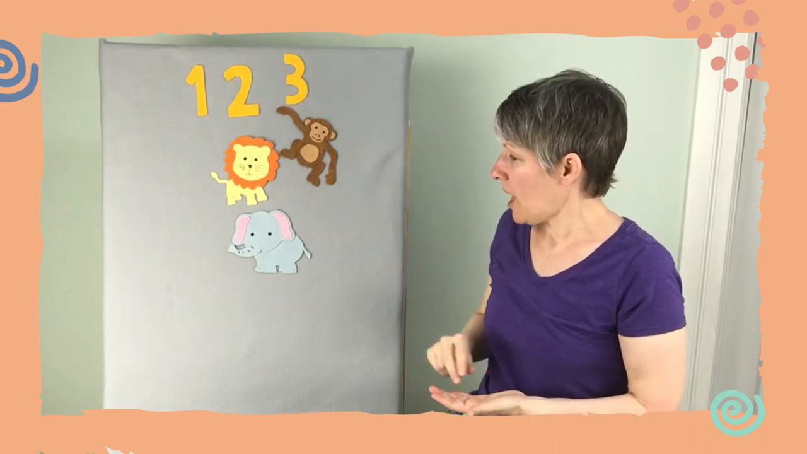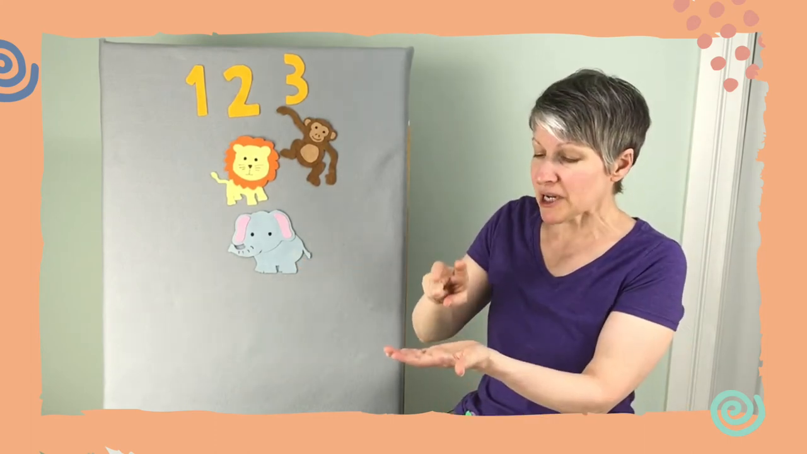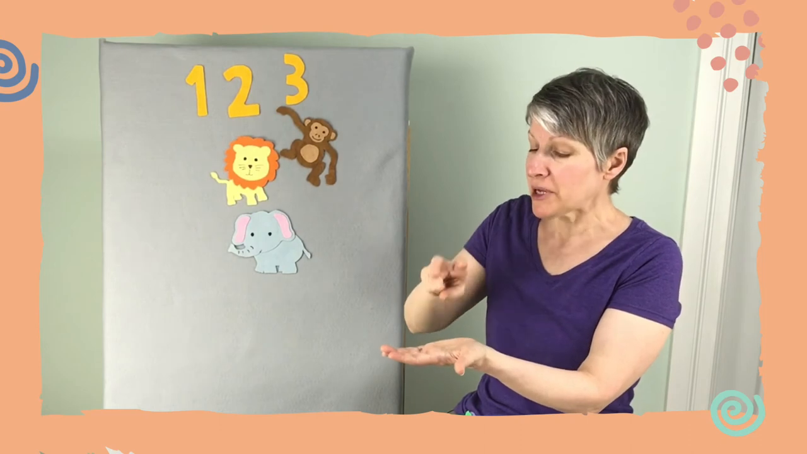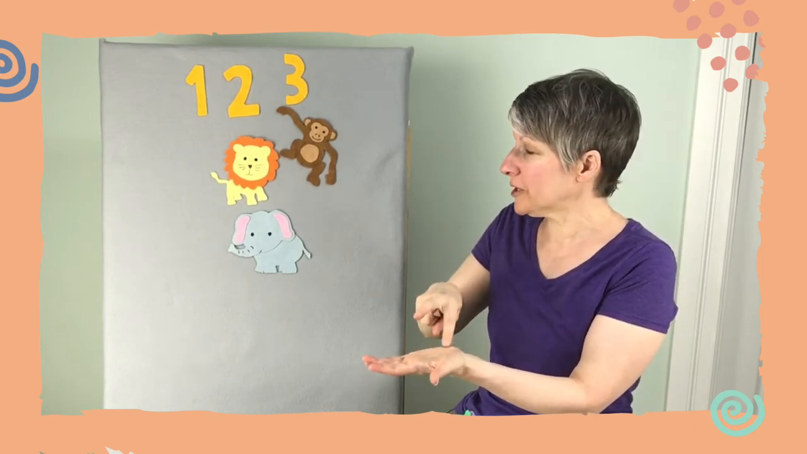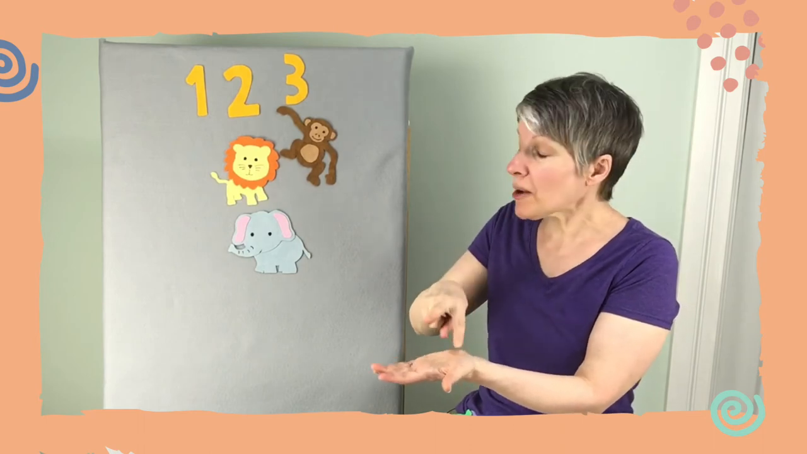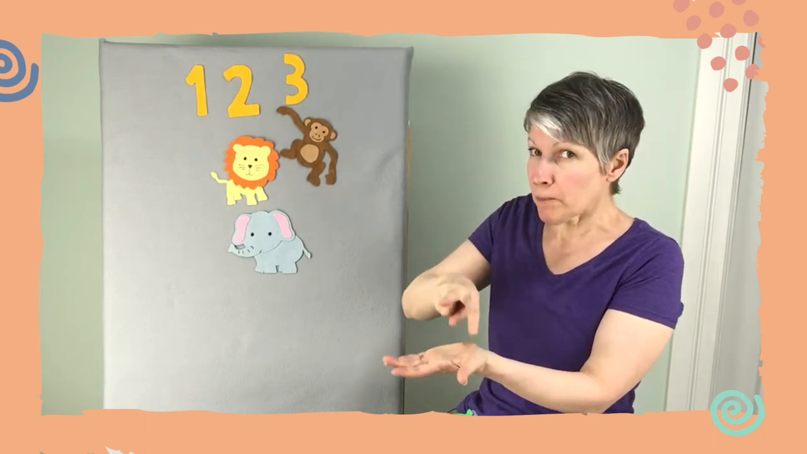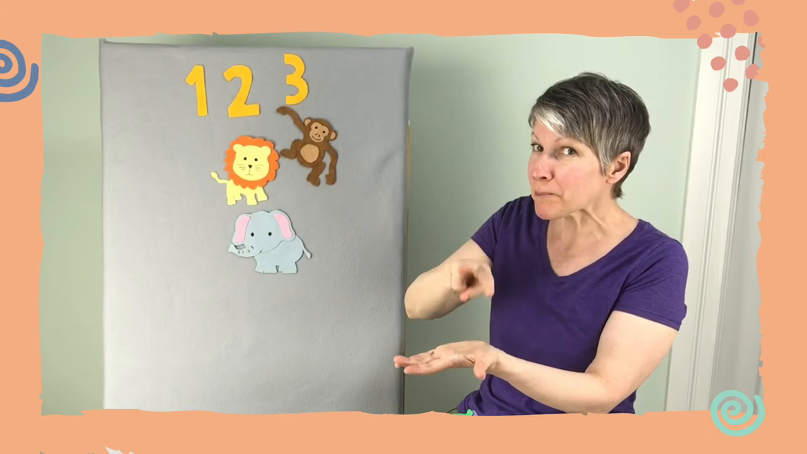Here we go. The big gray elephant is stomping in the savanna, stomping in the savanna, stomping in the savanna. The big gray elephant is stomping in the savanna, stomping, stomping, stomping, stop.